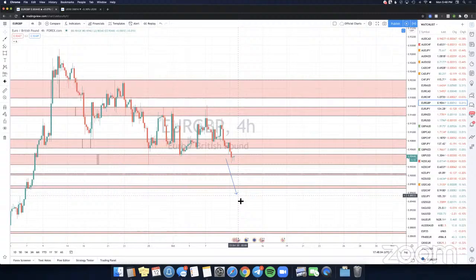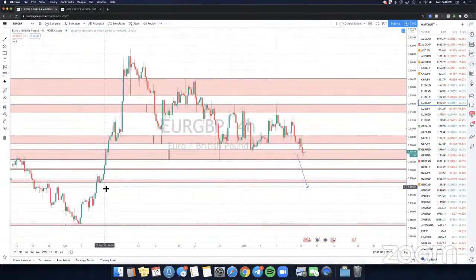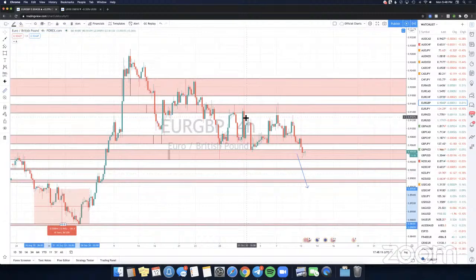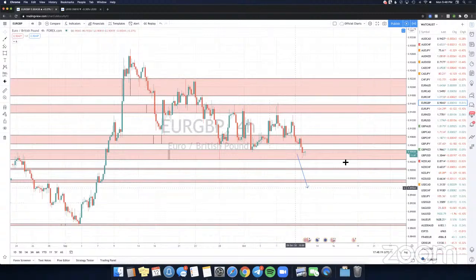So I'd wait for it to close below here and take that ride down, because you can see right here, the last time it broke right here, right? You could have rode this all the way down to this next zone for like 100 pips. And for EG, that's a huge profit because it's worth a lot more. And it's just all about patience, guys. All right, so that's EG right there.